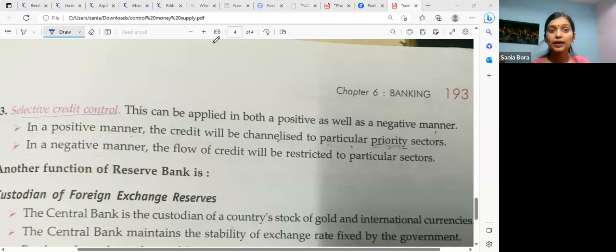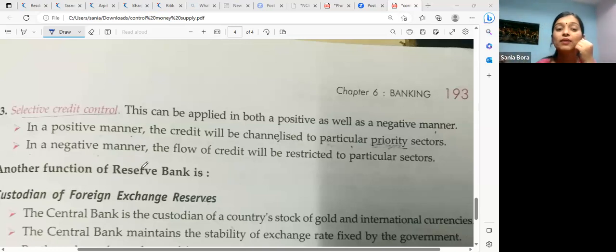So over here, I am knowingly adding value to a particular sector. For a particular sector, I'm giving more money. So this is a positive one. Positive manner means the credit will be channelized to a particular priority sector.